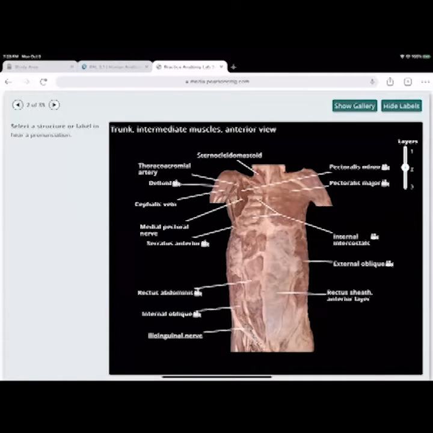You have the pectoralis minor and the pectoralis major. The minor is a smaller muscle, sits lateral to it. The pectoralis major runs more medial and is a much larger muscle. You have your internal intercostals, which are between your ribs. Then you have your external obliques. Can you see the external obliques here and the internal obliques there? So your external obliques are on the outside, internal obliques are more medial to them. And then you have the rectus sheath, which overlies the rectus abdominis muscle.